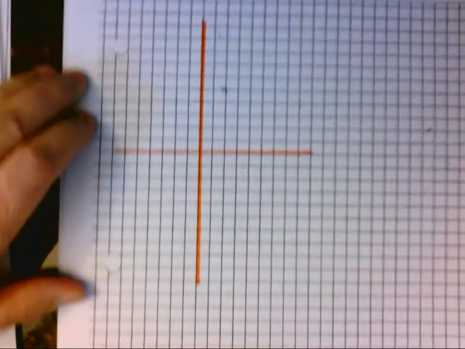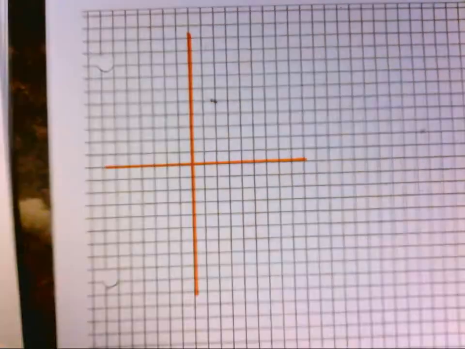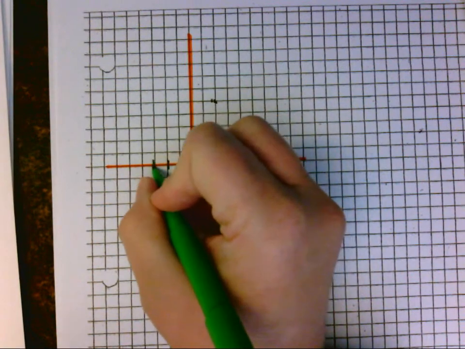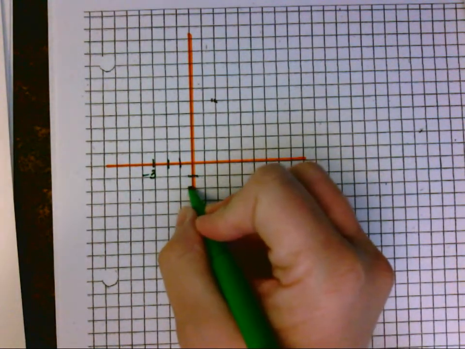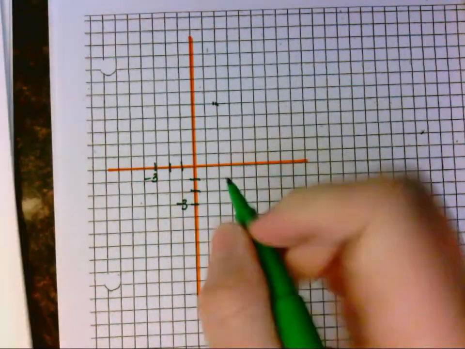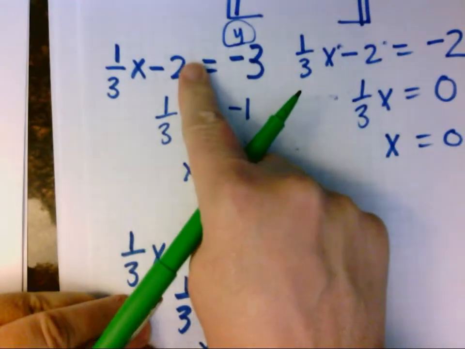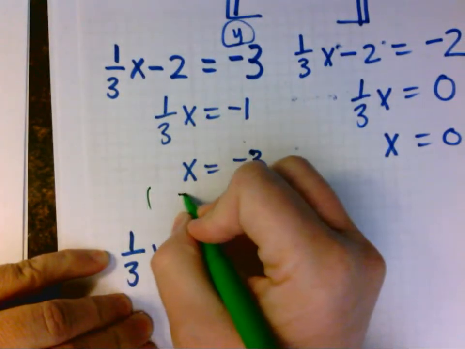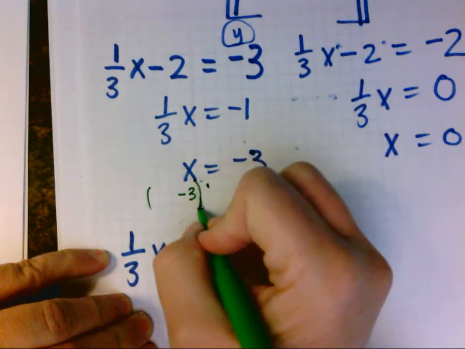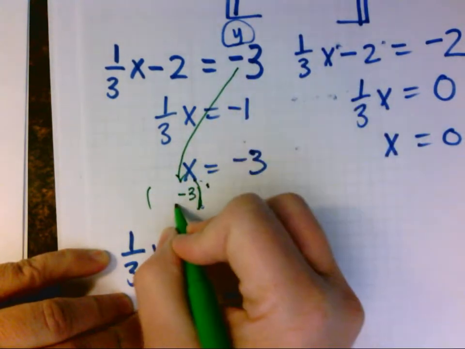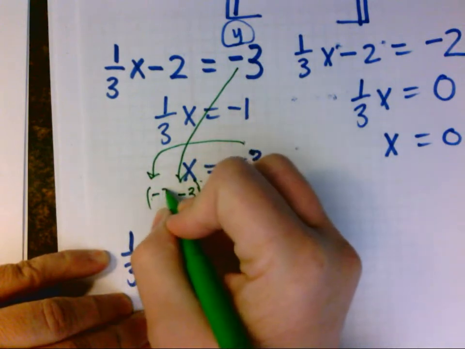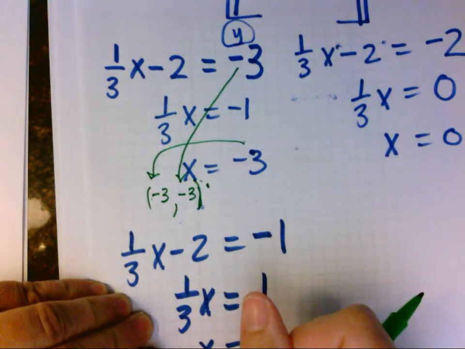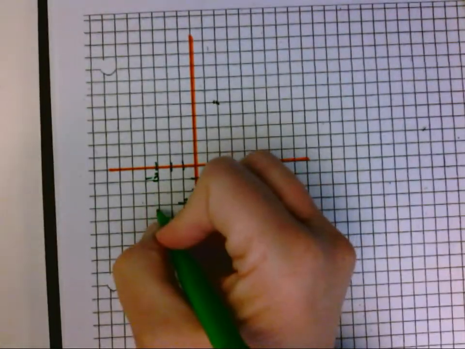Then I'm going to actually do this with plotting some more points too. It sounds like when x is negative 3, there's negative 3 for the y. Looking back here, I let y be negative 3, right there. And it turns out that x is negative 3 also. So that gives me a point at negative 3, negative 3. I'm going to put that point on my graph, negative 3, negative 3.